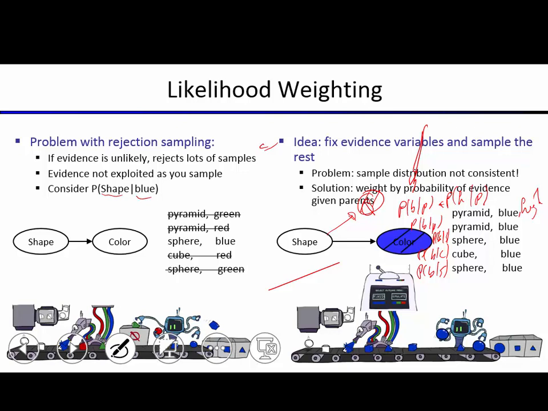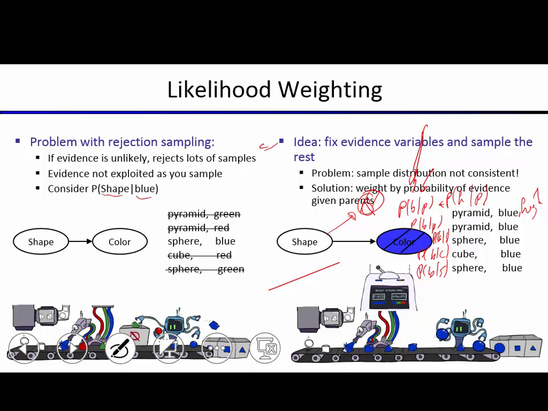What we missed when fixing the value to blue was the distribution of color given shape. And the way we compensate for having missed that in generating our sample is by weighting our sample using that distribution. In this case, the entry of the distribution that matters is blue given pyramid. We'll see this a little more formally on the next slide.